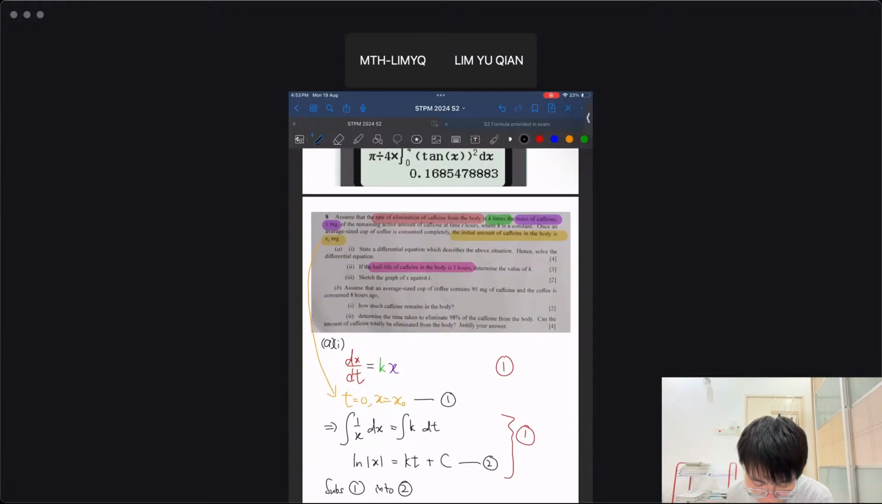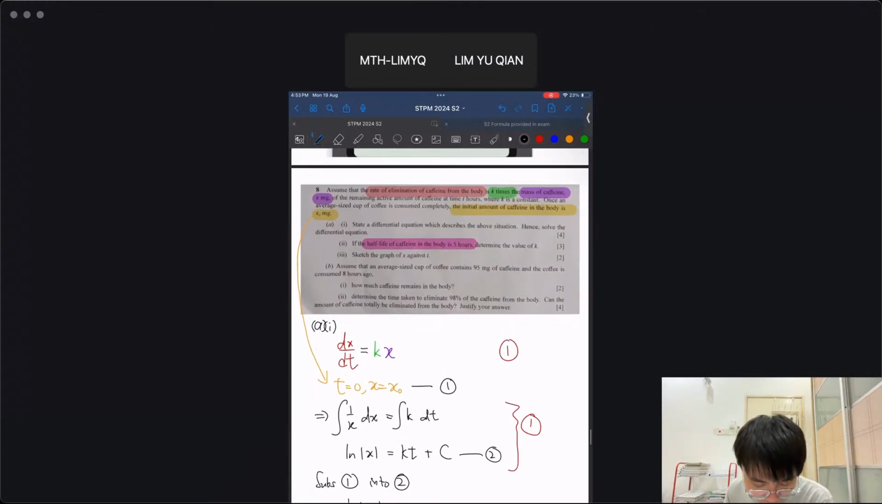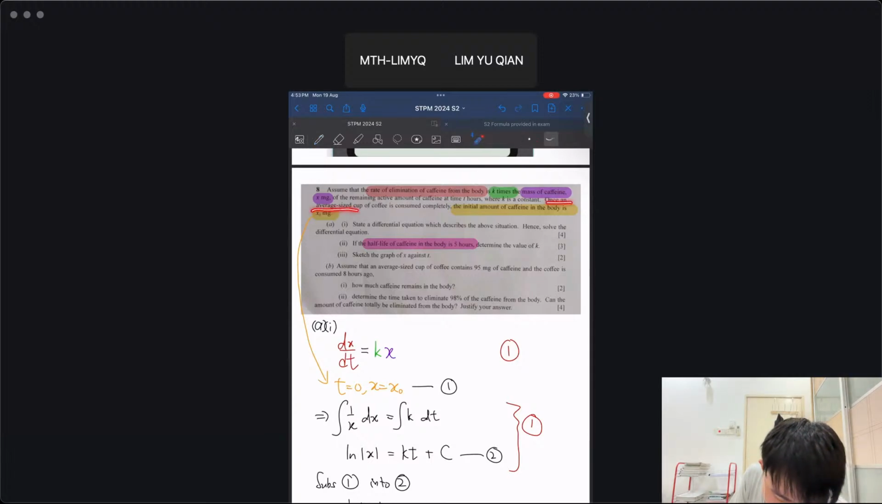Assume that an average size cup of coffee contains 95 mg of caffeine, and the coffee was consumed 8 hours ago. The language this time around is not really good. Oh, okay, I understand already. It means that after you drink the coffee, the initial amount is x naught mg. That makes sense. So this one is 8 hours ago.